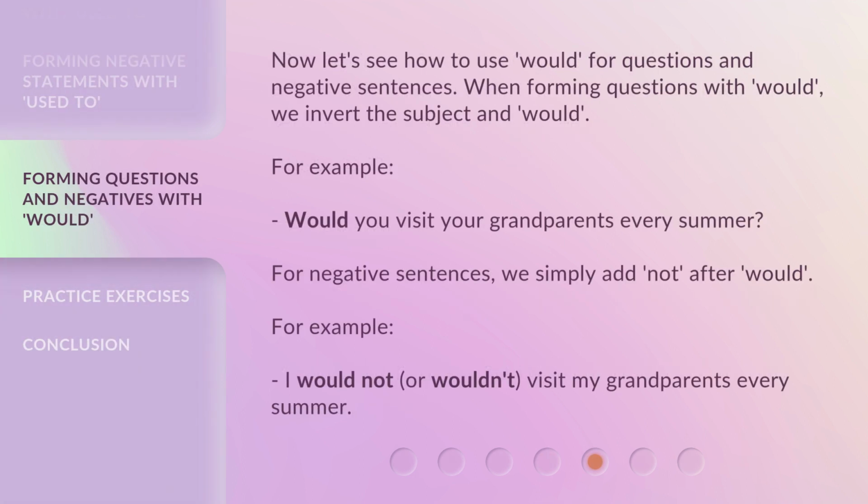Now let's see how to use would for questions and negative sentences. When forming questions with would, we invert the subject and would. For example, would you visit your grandparents every summer? For negative sentences, we simply add not after would. For example, I would not or wouldn't visit my grandparents every summer.